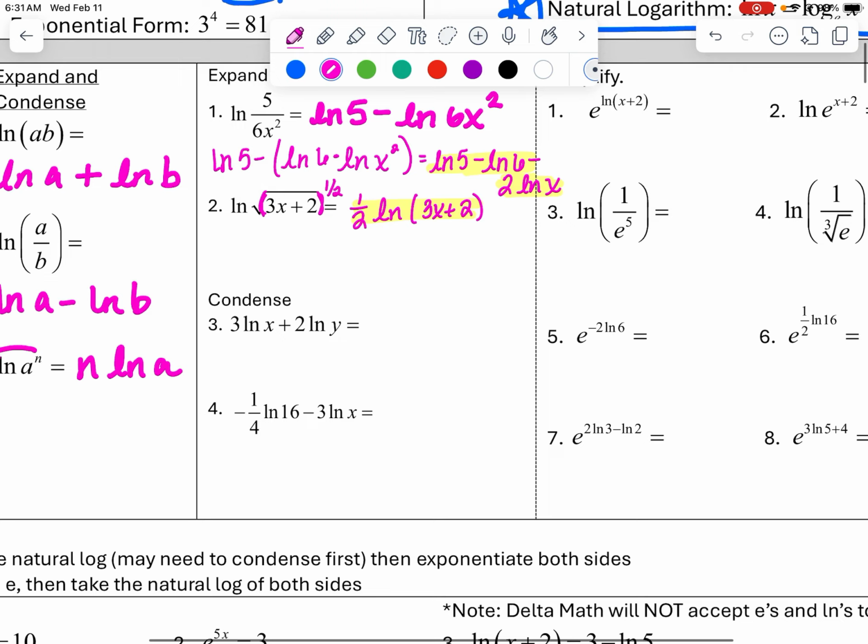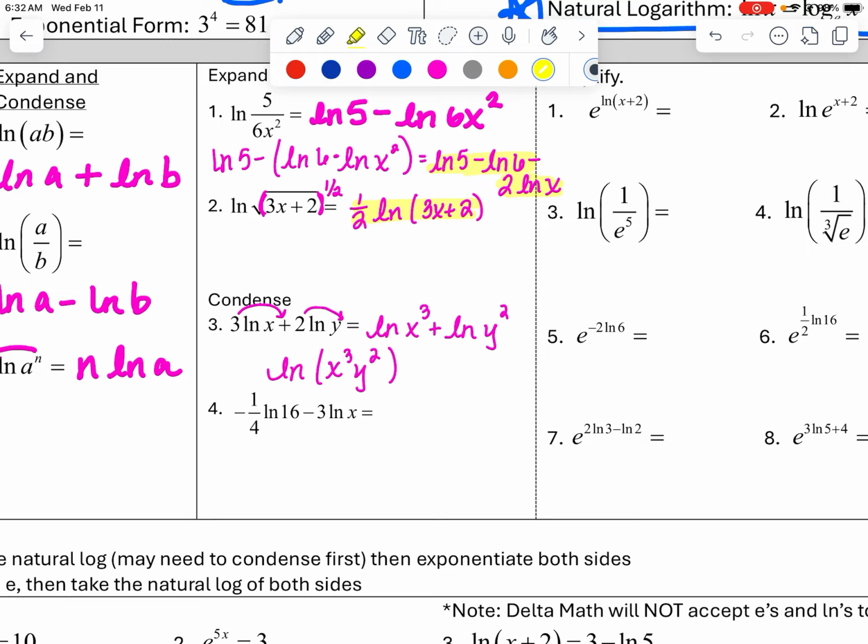If we want to condense, we just go the opposite direction. We put those numbers out front as powers. So natural log of x to the 3rd plus natural log of y to the 2nd. And since we're adding 2 natural logs, we can combine them with multiplication. So this simplifies to be natural log of x cubed times y squared. And that is the condensed version of that.